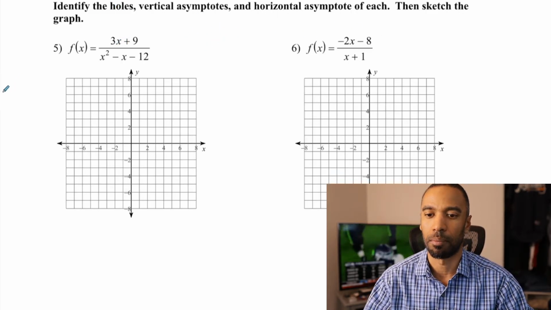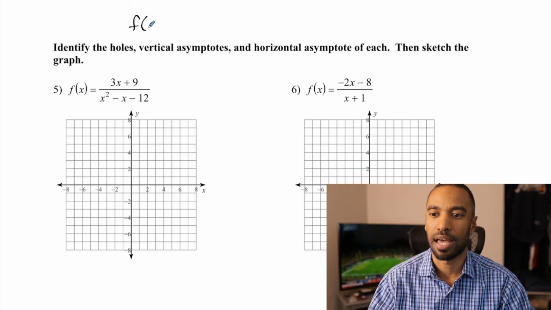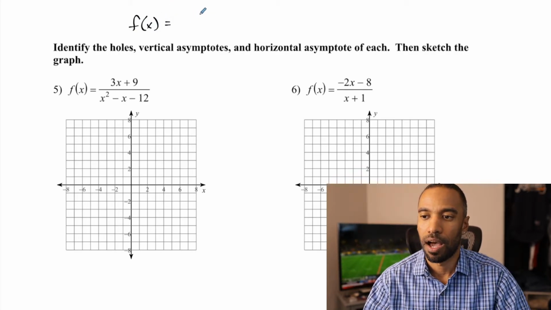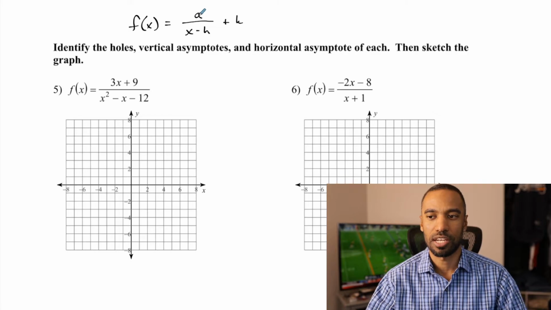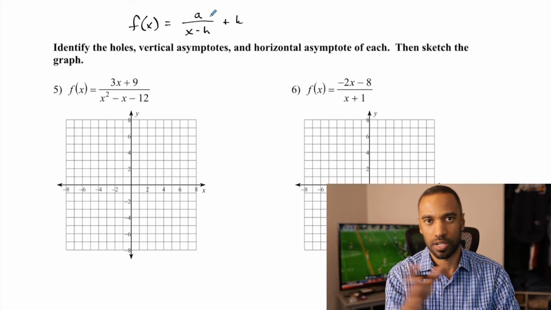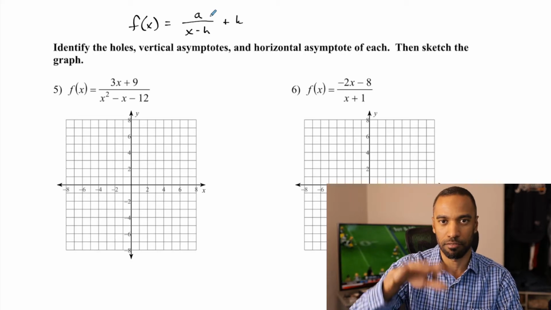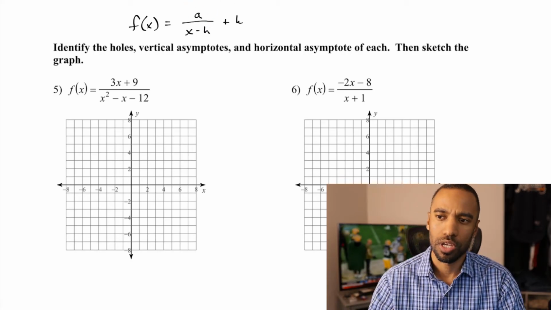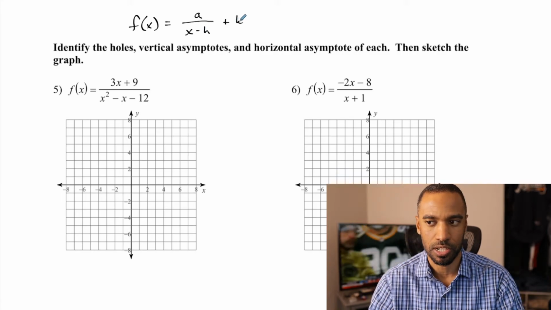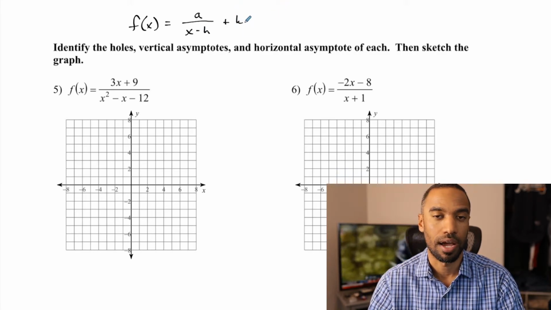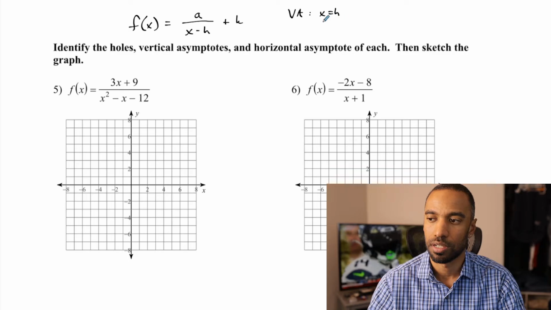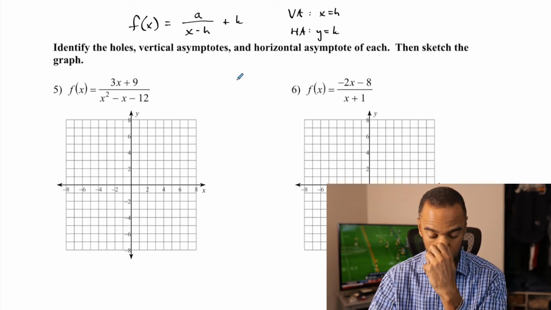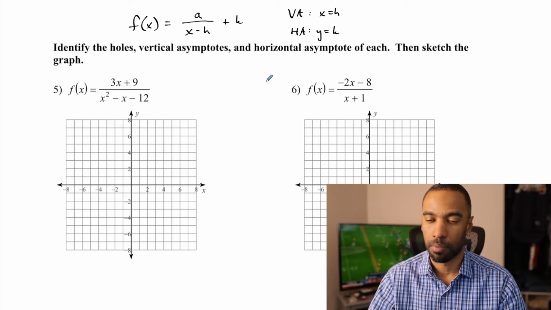I would get it into graphing form. Graphing form looks like this, at least as a general version of it: a over x minus h, plus k. A being the stretch factor, h being a horizontal translation, k being a vertical translation. And also the asymptotes: a vertical asymptote at the line x equals h and a horizontal asymptote at the line y equals k, for this graphing form.